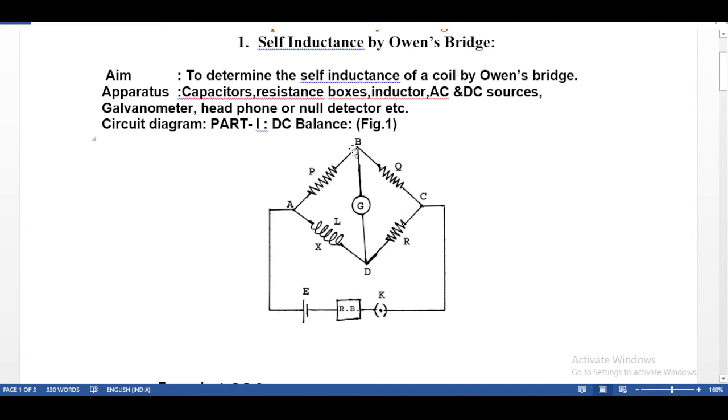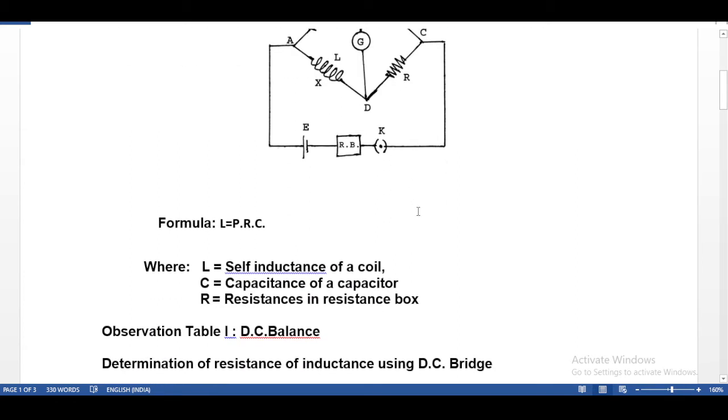Now these branches AB and AD are commonly connected to the positive terminal of the DC battery, which is mentioned here as the DC source, and its negative terminal is connected to the resistance box, and the remaining two branches of the bridge are commonly connected to a one-way key. Ultimately, there is a connection of this DC battery and resistance box to points A and B. These are the balancing points of the bridge.